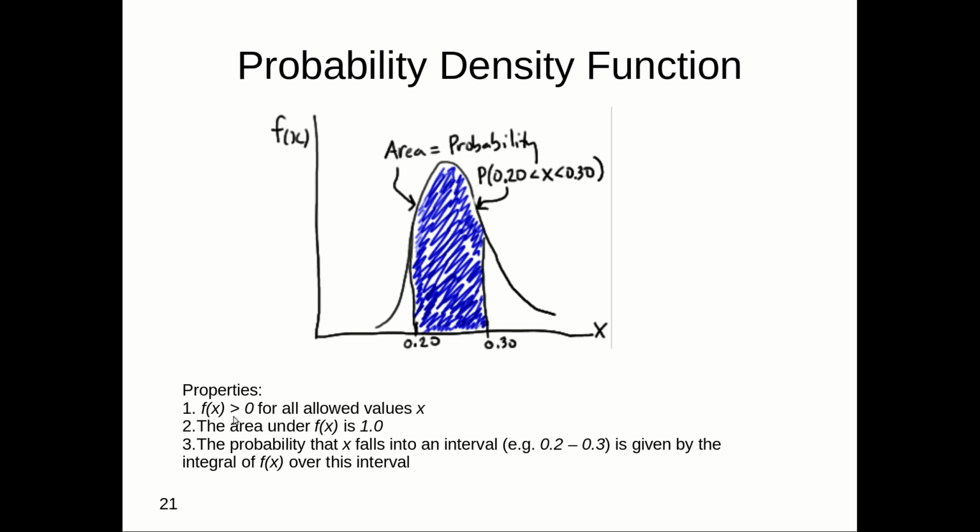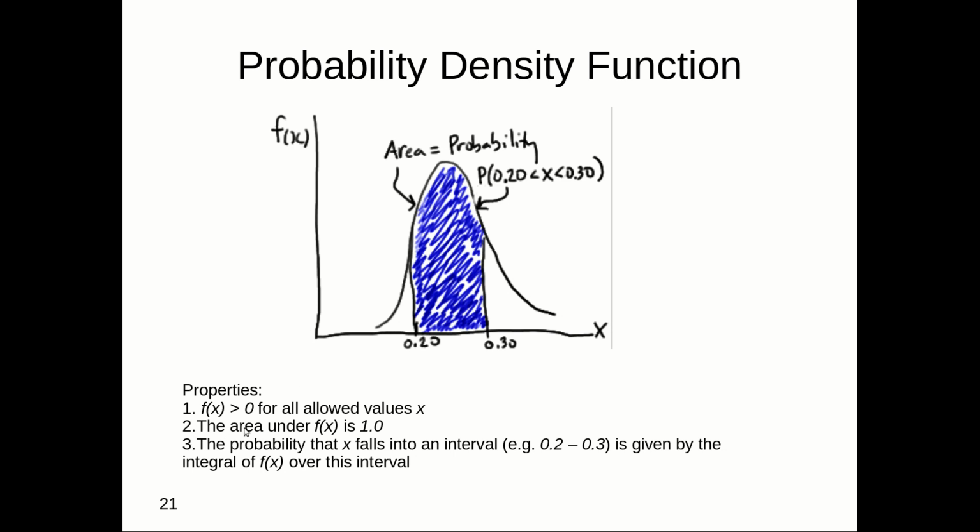So here are some properties. The probability density function needs to be larger than 0 for all allowed values of x, right? So if you imagine that this is a branch length in a phylogenetic tree, you may not allow that it is negative.